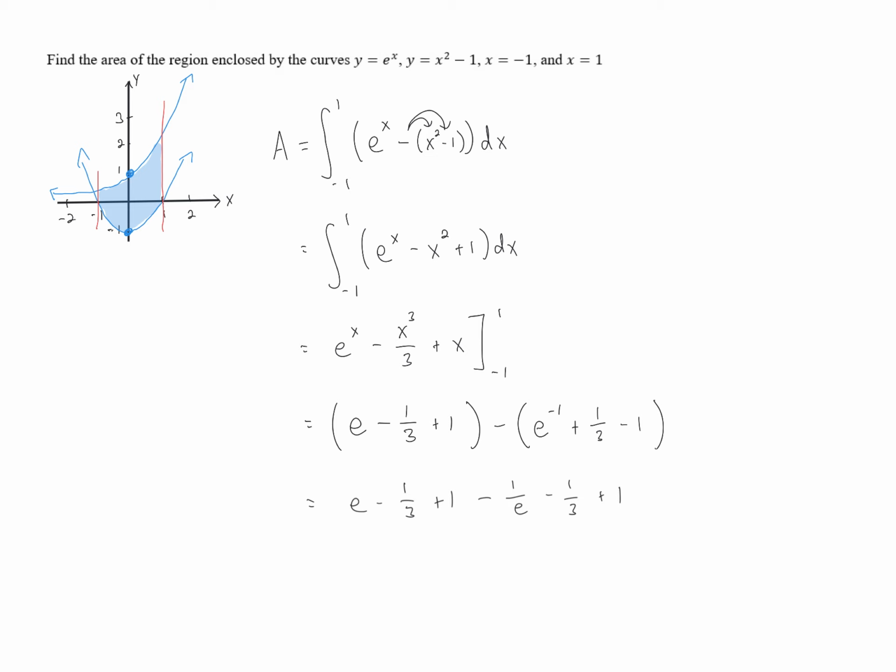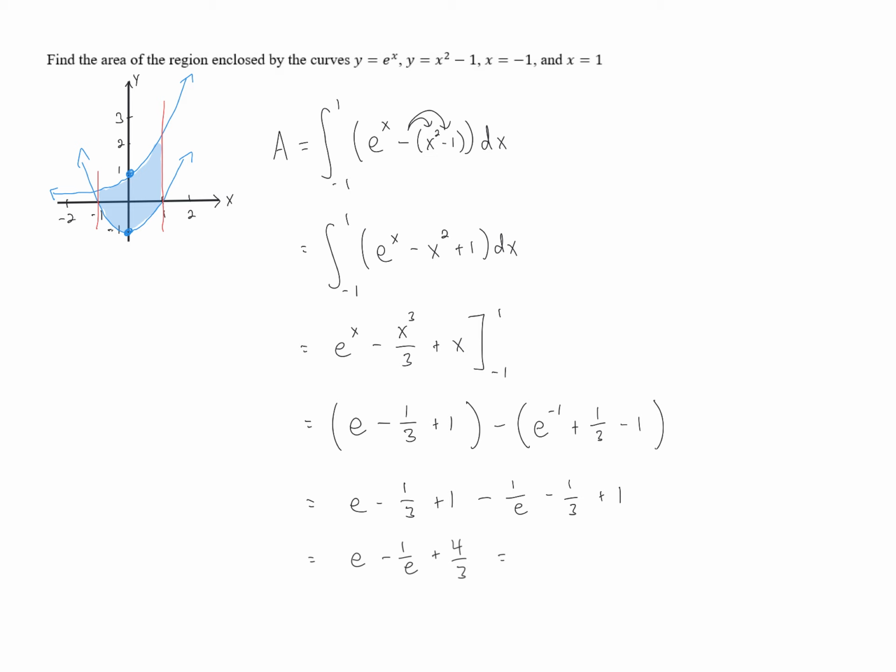So if we look at the terms that don't involve e, we've got 1 and 1. 1 plus 1 is 2. But then we're subtracting 2/3. 2 minus 2/3 is 1 1/3, which is the same as 4/3. So we've got e minus 1 over e plus 4/3.